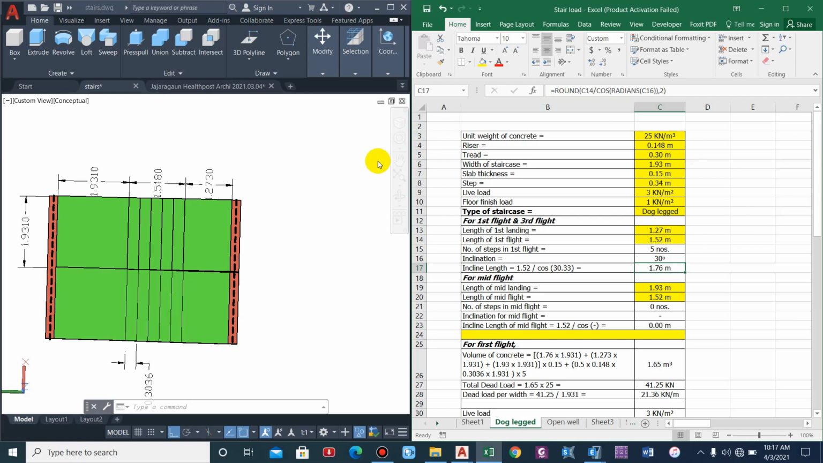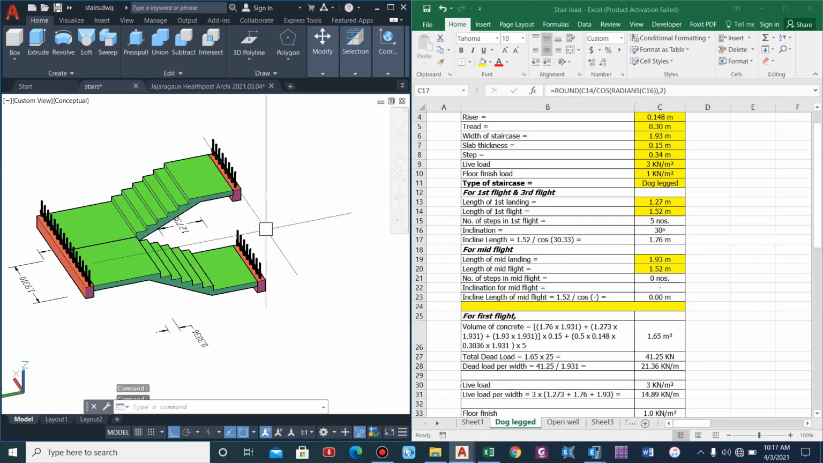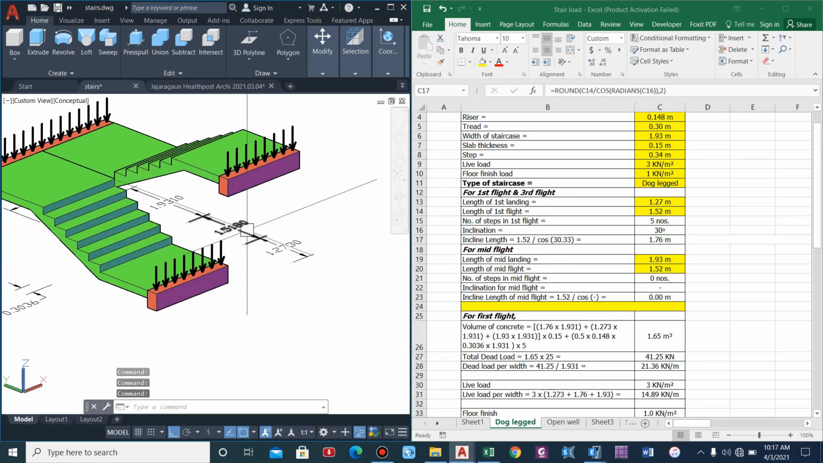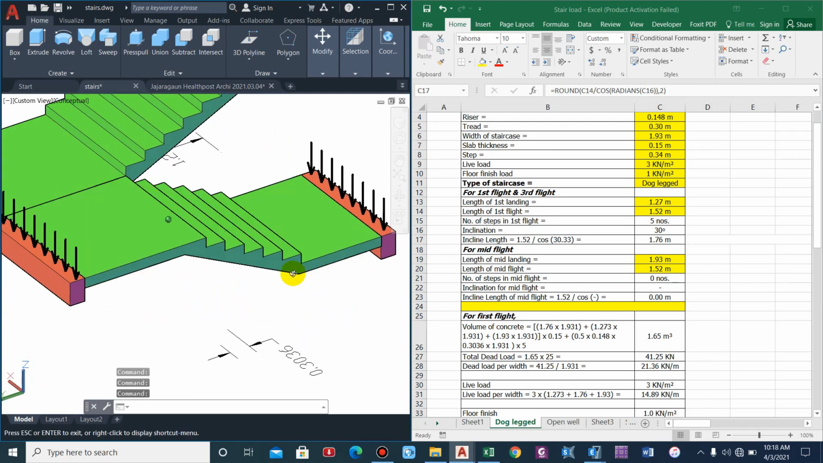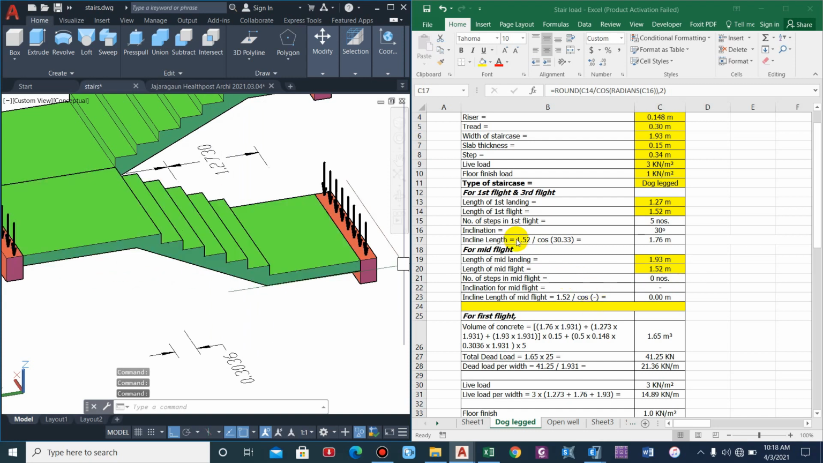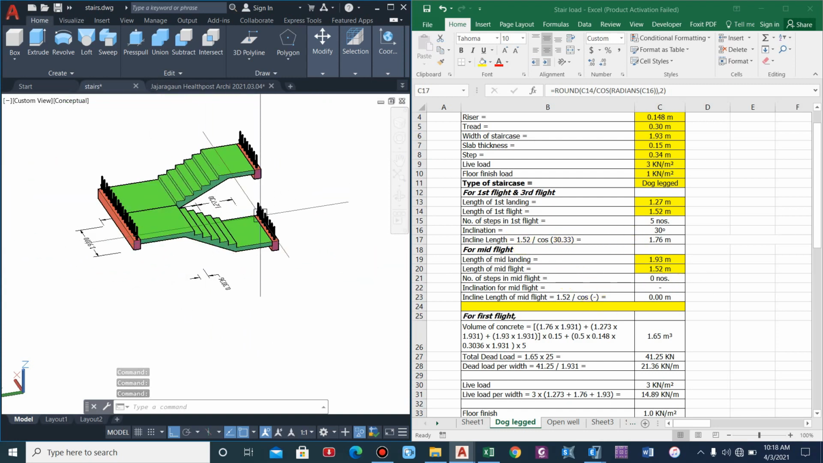Inclined length, this is a point that we have to understand. If you see, that was a plan length which is 1.5180, but we are considering an inclined section, so we have to consider the inclined length for computing the dead load of the structure.